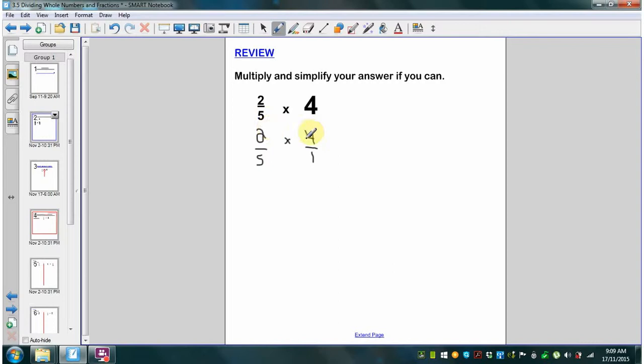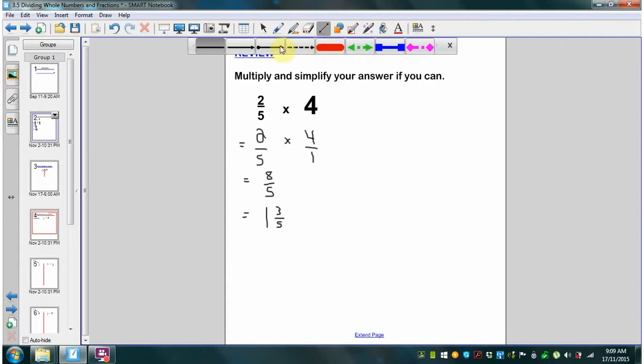Then we multiply our top by our top and our bottom by our bottom. So 2 times 4 is 8 on the top. 5 times 1 is 5 on the bottom. That's good. Then you can simplify. So here I'm going to write it as a mixed number. 5 goes into 8 once, and there's 3 left over. Keep my denominator. Perfect. So what I want you to remember here is writing your whole number as a fraction by putting it over 1.